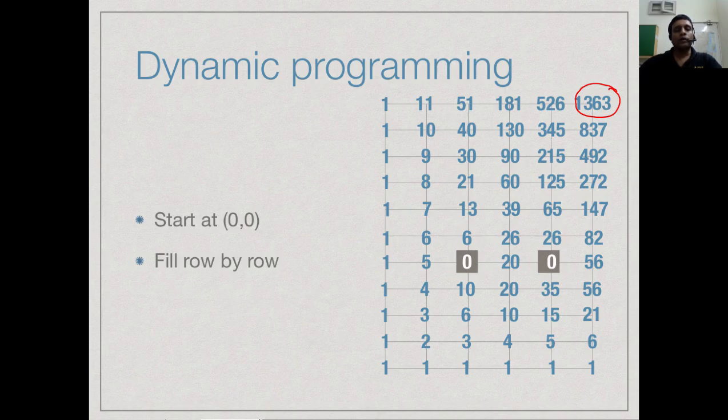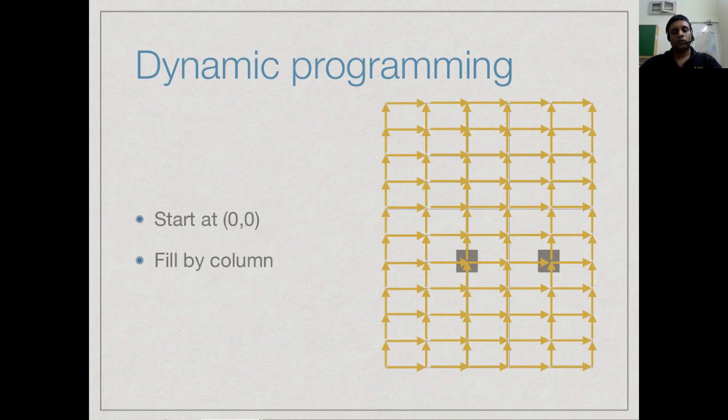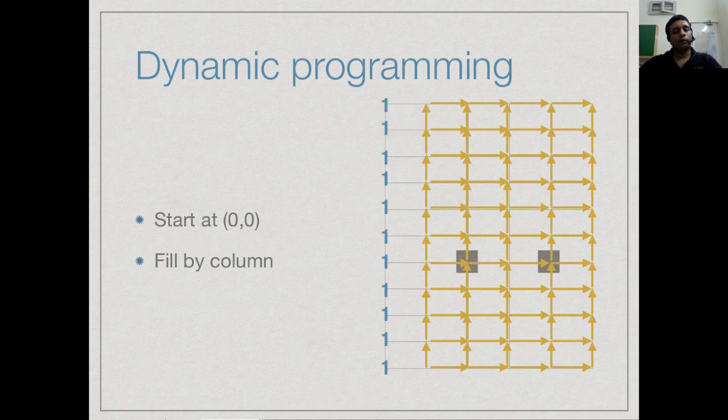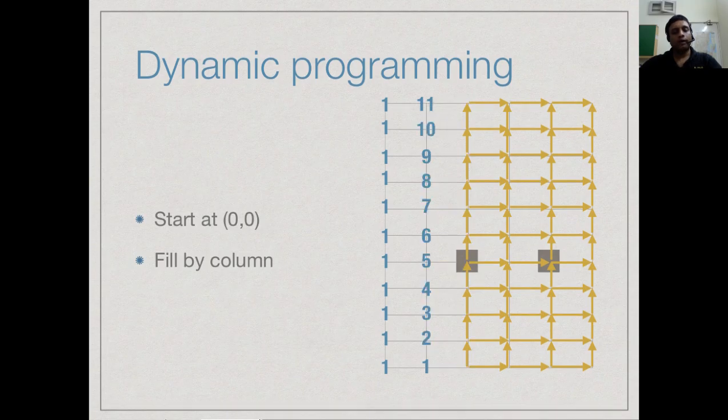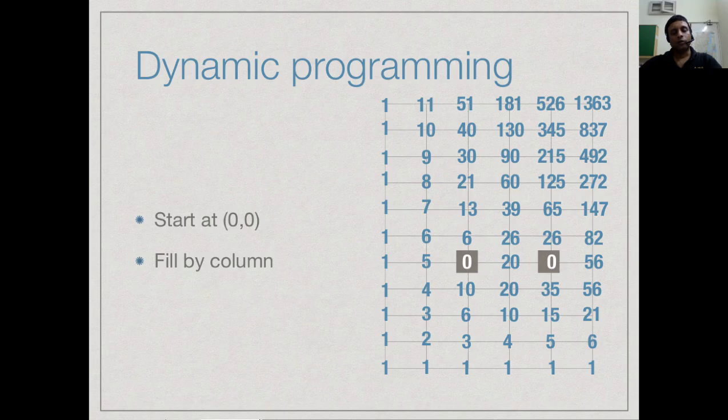So this is one way to do the dynamic programming, but remember, any topological sort will work. We could instead start with 1 and go column by column. So we can go up and fill that, and then we can fill up the entire first column. The first column will again be all ones, because there is only one way to do this. Having filled the first column, now we can fill the second column, and then the third column and the fourth column and so on.